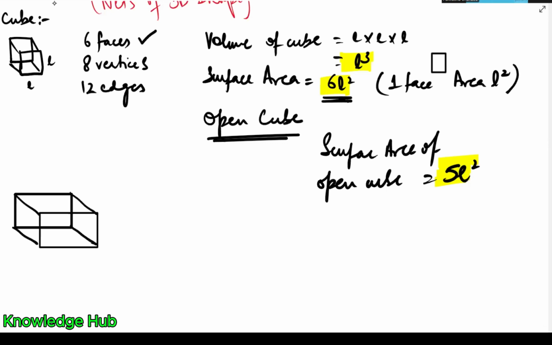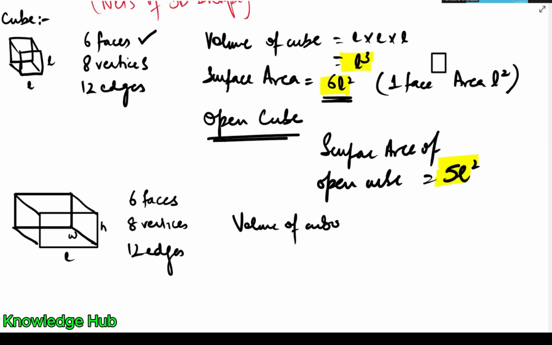Okay, so now this is a cuboid, right? Length, width, and height. Again, let's talk about the properties. It has 6 faces, 8 vertices, and 12 edges. The volume of a cuboid would be length times width times height.